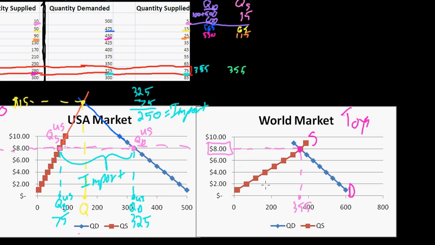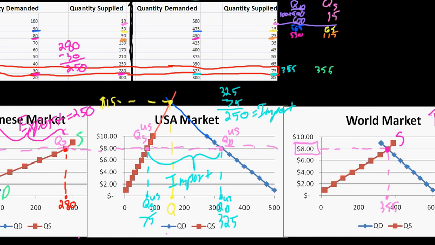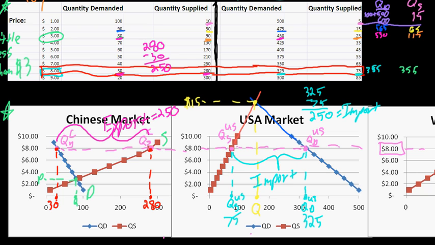And then at that price, we go evaluate the domestic markets. So we go back to evaluate the American market and the Chinese market. And we see that in the American market, at a price of $8, the US will import 250 toys because their demand, the American domestic demand, exceeds the American domestic supply by 250. In other words, Americans want to buy 250 more toys than Americans want to produce.